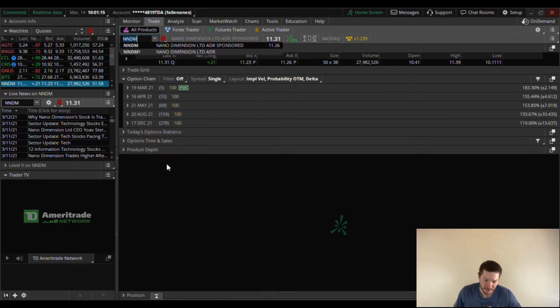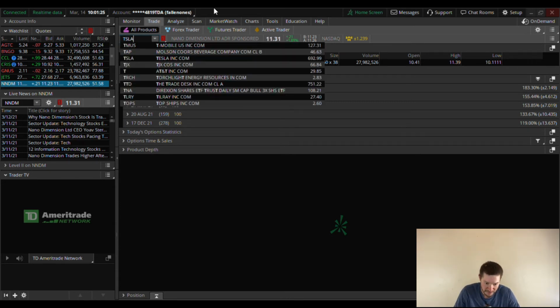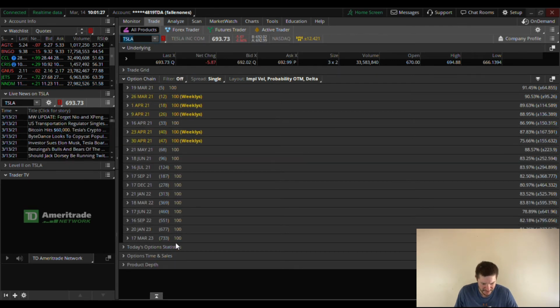So right now we're looking at the options chain on NNDM, and I chose to talk about this one because it's not really a loaded options chain and it's a little easier to explain. But if we look at Tesla, we can see that it has a loaded options chain, right? There's way more options for that, and a lot of stocks are like this.